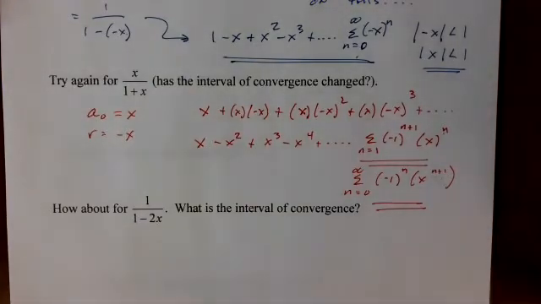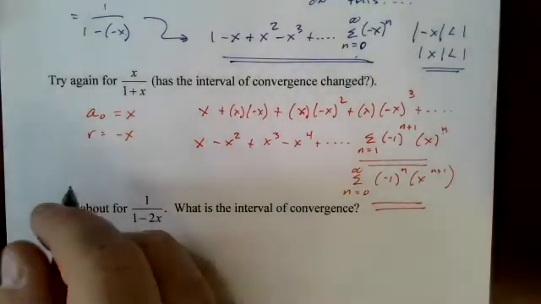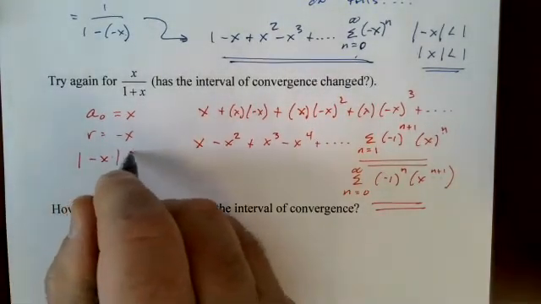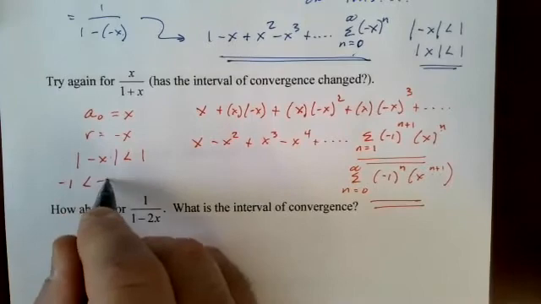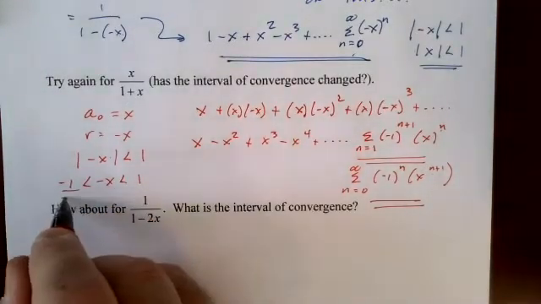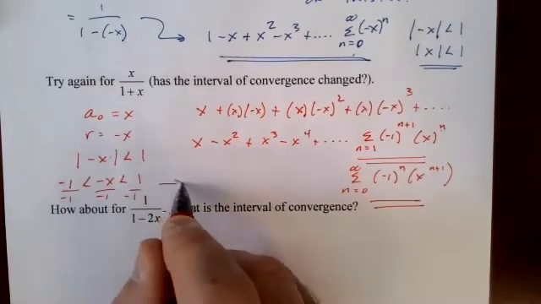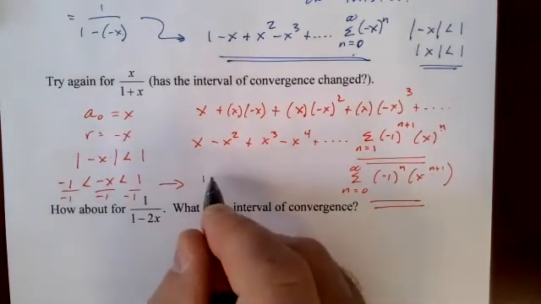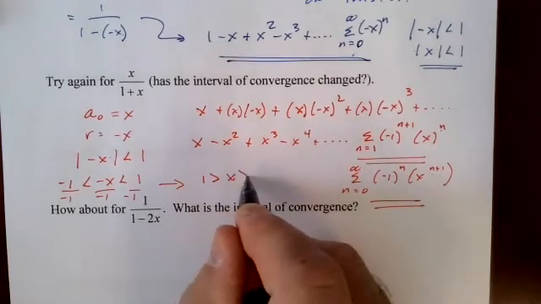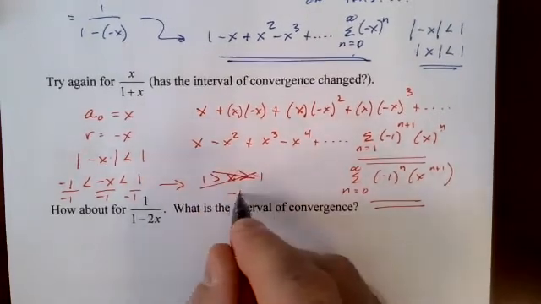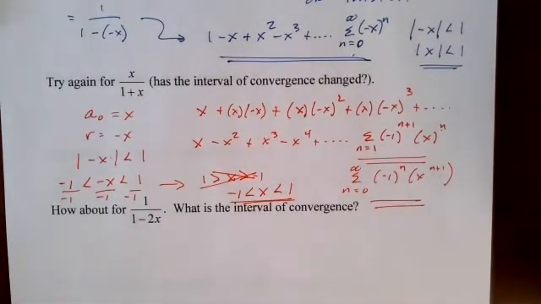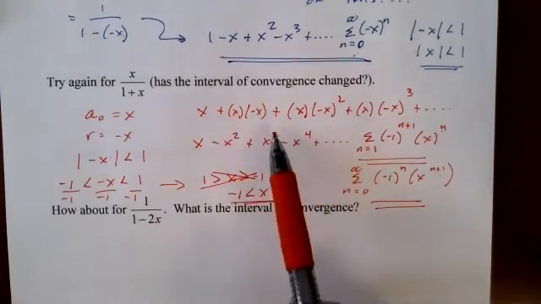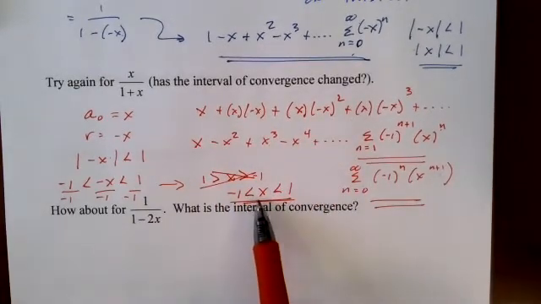So let's do it here. What's the interval of convergence? Since my r is negative x, I should do this. Negative 1 is less than negative x is less than 1. Let's divide by negative 1. Don't forget it flips the sign. So we get 1 is greater than x is greater than negative 1, but you can't write that. You have to put it in the right order. So there's your interval of convergence. This series is fine, I can put in any number I want. But if it's going to converge, x has to be greater than negative 1 and less than 1.